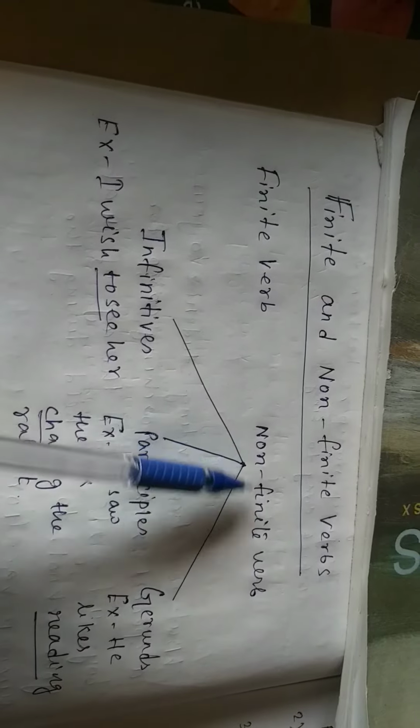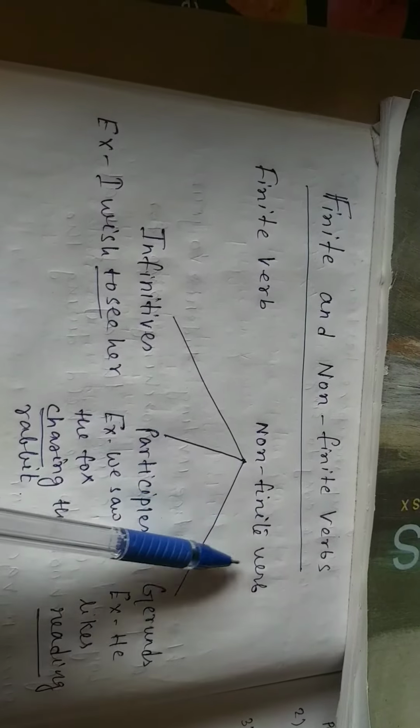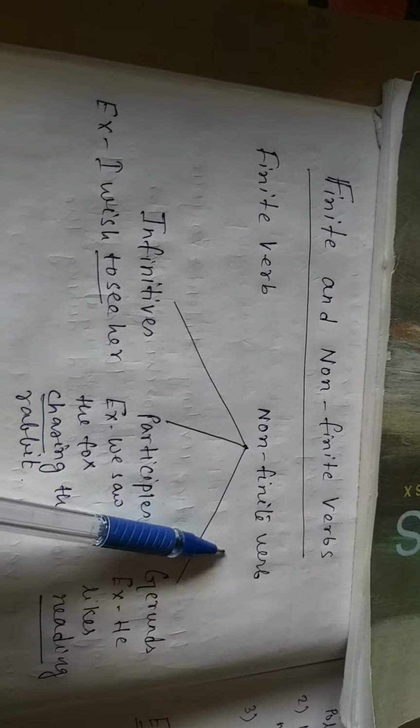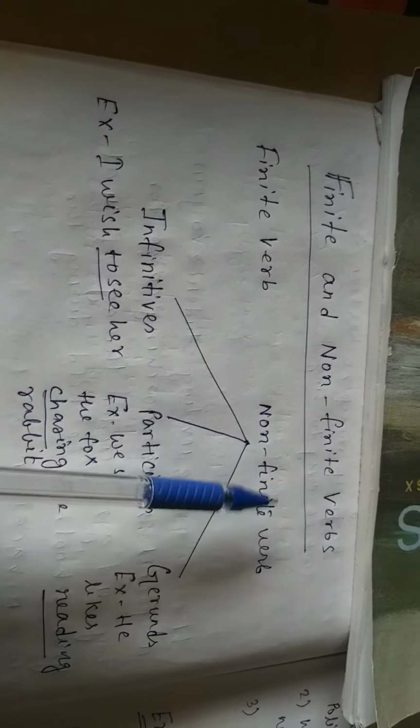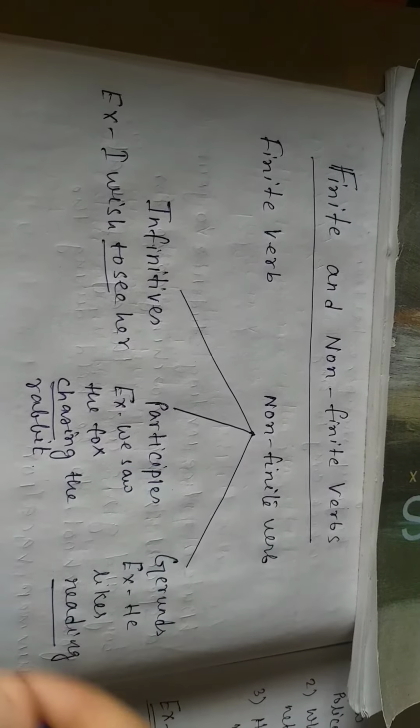Now take an example of a non-finite verb. I want to watch a film this week. Here to watch is the non-finite verb. Next example is Radha and Seema wanted to watch a film last week. Here to watch is the non-finite verb.